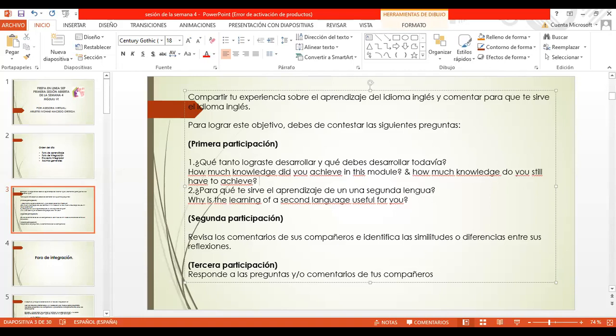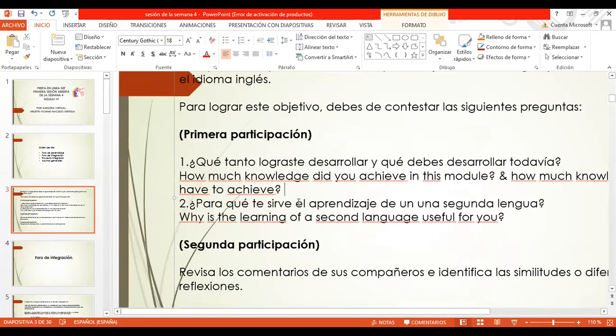You can say, I have learned. Esto quiere decir, I have learned. Yo he aprendido. ¿Qué has aprendido? El módulo todavía no se acaba. Entonces tú dices, I have learned how to use there is and there are, how to use the prepositions of place, how to participate in a forum in English, etc.